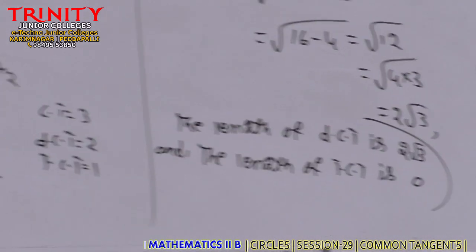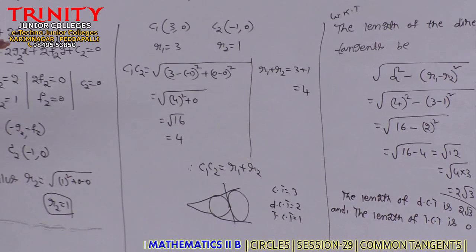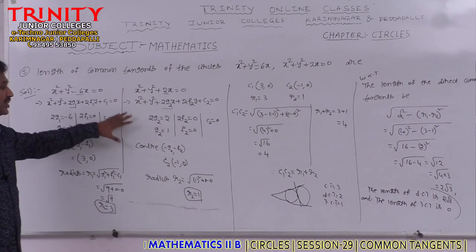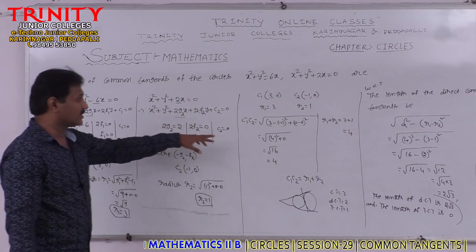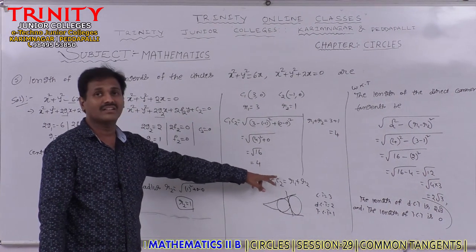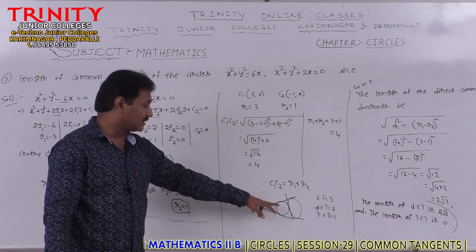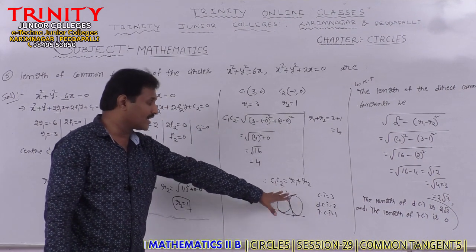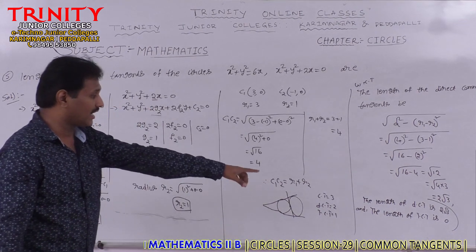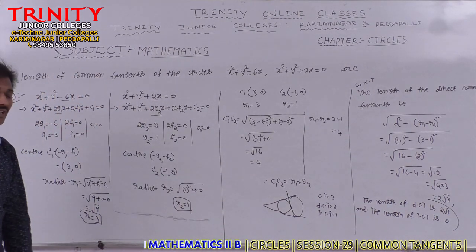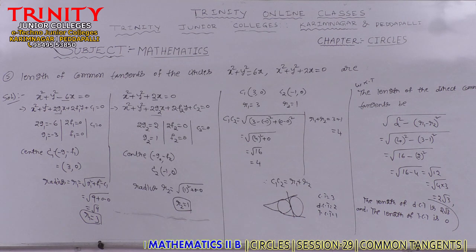In this case, for the length of the common tangent of the two circles, we first find the position of the circles. The circles touch each other externally. Therefore, it forms only 3 common tangents. The answer is: the length of the direct common tangents is 2√3 and the length of the transverse common tangent is 0.